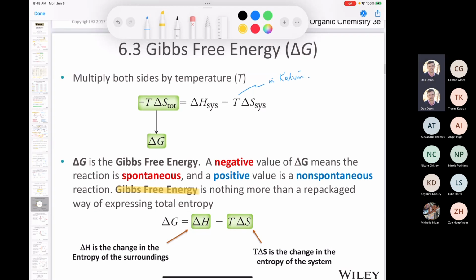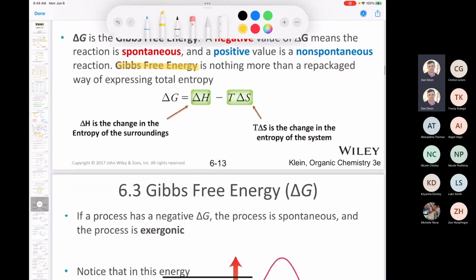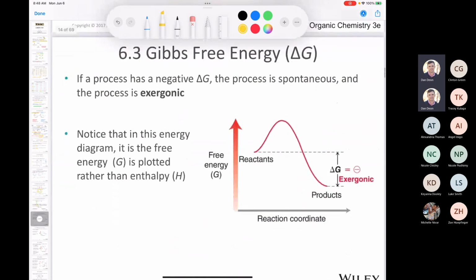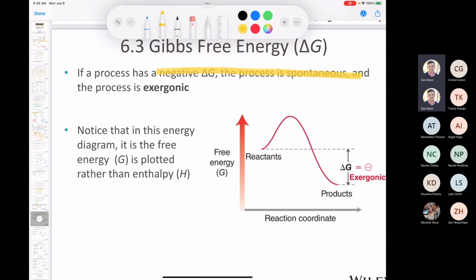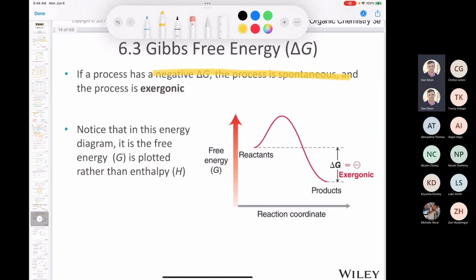Well, let's take a look at Gibbs free energy in a little more detail, and then we'll move on to something new. It says Gibbs free energy. What we're going to do now is look at exergonic and endergonic processes. So if a process has a negative delta G, remember that it is a spontaneous process, and we say that it's exergonic.